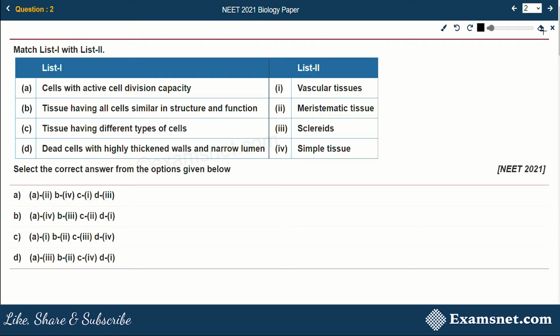Question number 2 is from the chapter Anatomy of Flowering Plants, class 11. And here we have to match list 1 with the correct option in the list 2. Okay, so let's see number A. It is written cells with active cell division capacity. And the correct match for this is meristematic tissues or meristems.